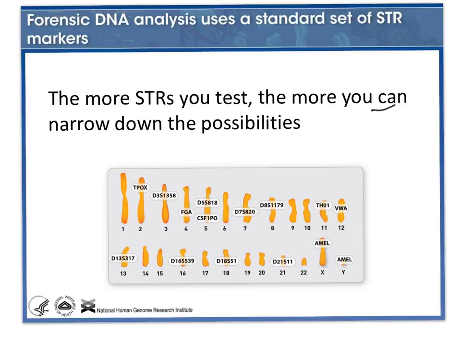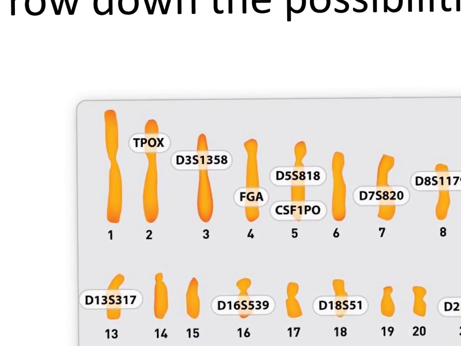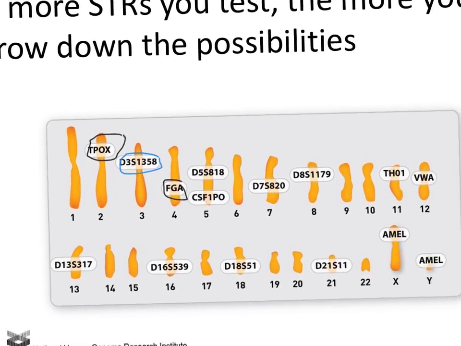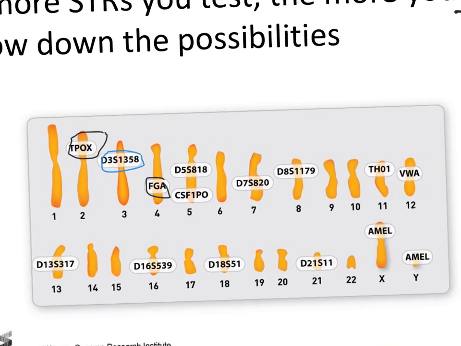And each of these areas, one of their variable regions that they look at is this one on chromosome 2, this one on chromosome 3, this one on chromosome 4, and so on. And then the sex chromosomes, AMEL, on the X and on the Y. Okay?